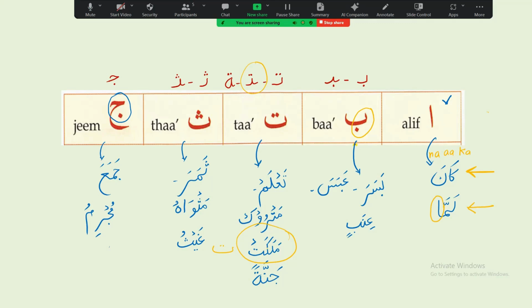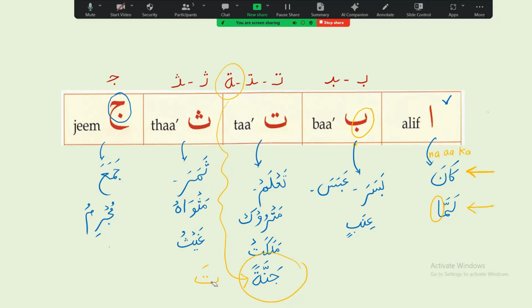Also, sisters, for ta, there is one more possibility as well. For ba, we had two possibilities, since at the end ba remains the same. But for the ta letter, we have one more possibility, and this third possibility is very, very common. For example, in this word, jannatan, right? The word Jannah. At the end, we have this ta letter, but now the ta letter is not written here like this.